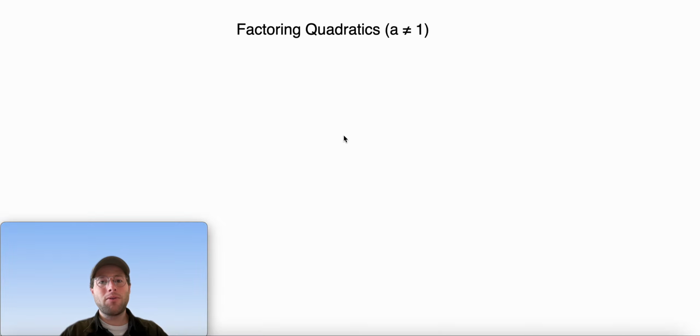Today we're going to be going over factoring quadratics where a is not equal to 1. I'm going to be going through a few different methods here. First, I'm going to do the AC method, and then I'll do the box method, and then the slip and slide method. Alright, so let's get started here. So the quadratic we're going to be looking at is 8x squared minus 10x minus 12.